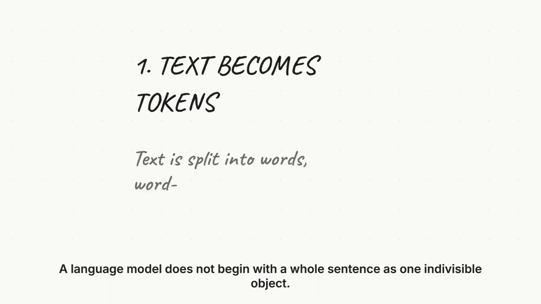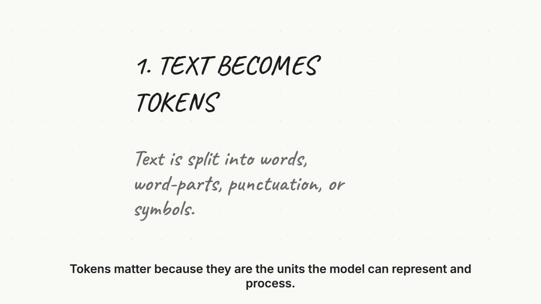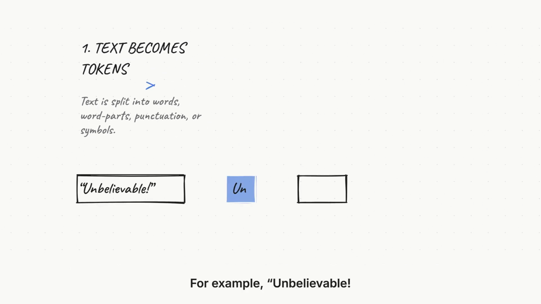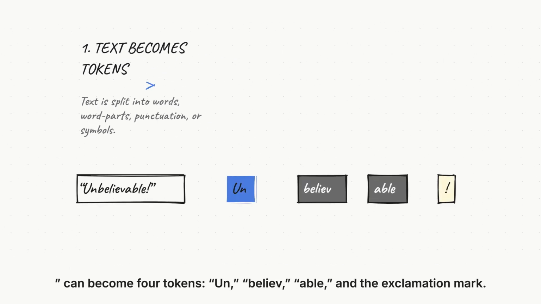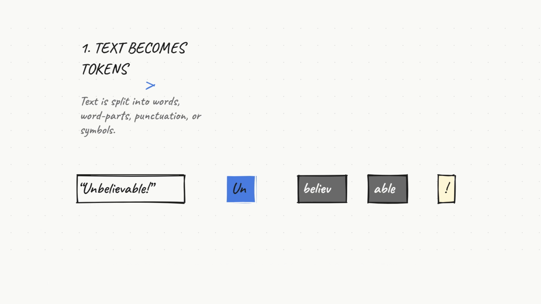A language model does not begin with a whole sentence as one indivisible object. It splits text into tokens: words, word parts, punctuation marks, or symbols. Tokens matter because they are the units the model can represent and process. For example, unbelievable can become four tokens: un, believe, able, and the exclamation mark. Think of tokenization like breaking a construction into reusable bricks. The model works with the bricks even when the original word is long or unfamiliar.